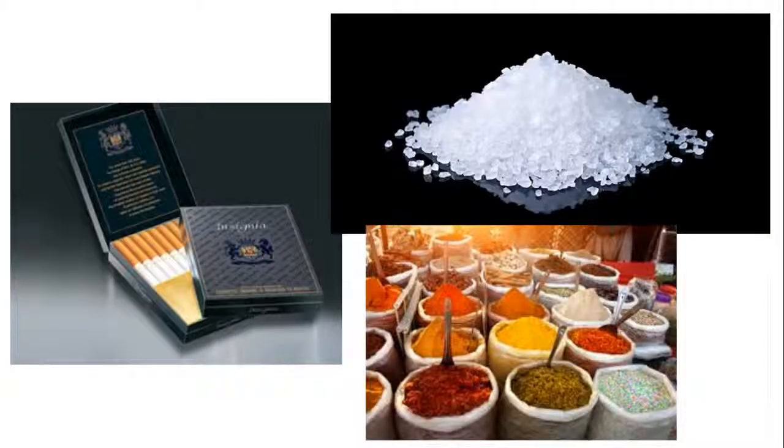Other resources such as tobacco, salt, and spices from India were being exported from India to Britain, manufactured in Britain, and sold back to the Indian people with very high taxes. Millions of Indians experienced poverty and starvation during the Raj.